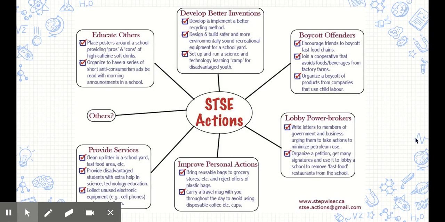First off, it's important to explain to students different types of possible actions that can be undertaken. Some of these include educating others, developing better inventions, boycotting offenders, lobbying power brokers, improving personal actions, or providing services.